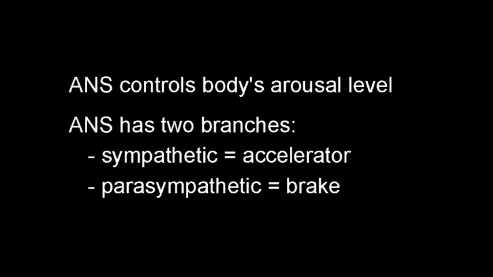The sympathetic branch increases the body's arousal level. It's the accelerator. For example, it increases heart rate, blood pressure, and blood sugar levels. It prepares the body for action. That's why it's called the fight or flight response. The parasympathetic lowers arousal. It's more like the car's brake. It lowers heart rate and blood pressure and activates the digestive system. It's sometimes known as the rest and digest response.